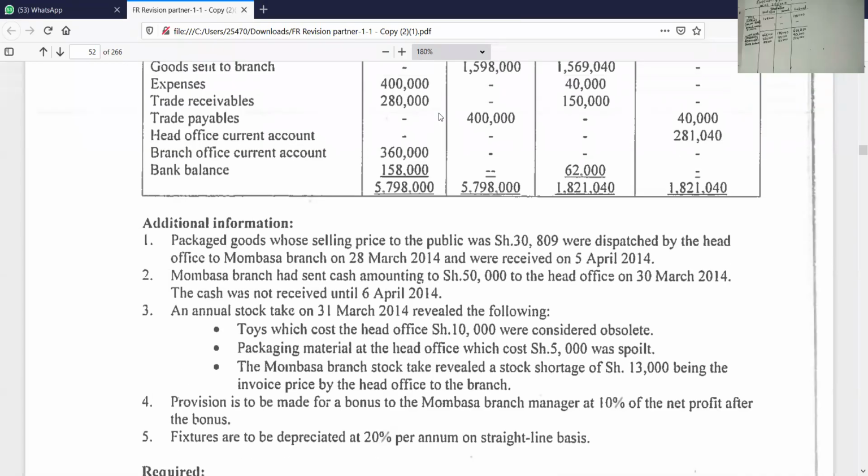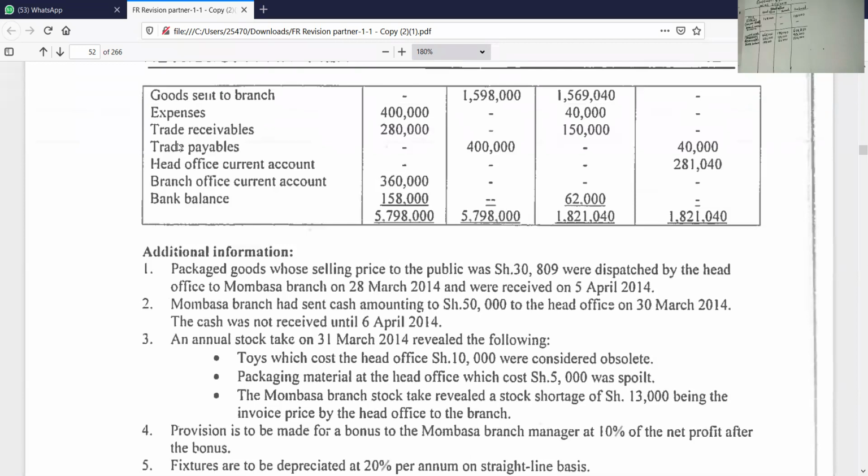So remember for the trade receivables, we have recorded this and this. For the bank balance, we have recorded this and this. Next thing is all about goods in transit and cash in transit. That is what I have to record.